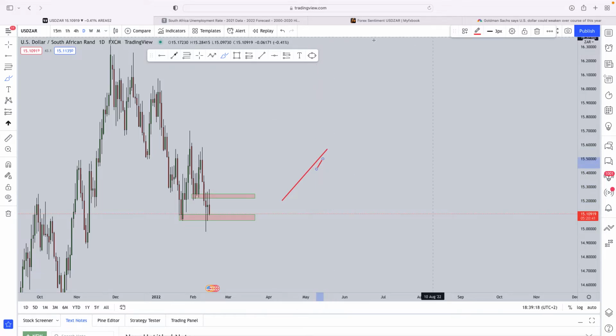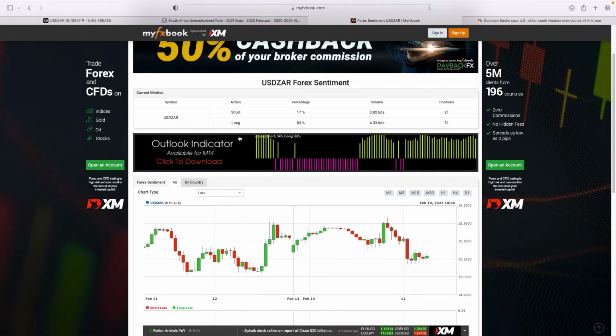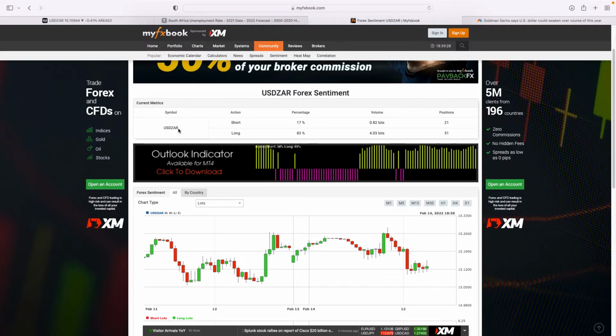Now, the way that we are going to approach the situation on the USDZAR, we have to be reactive and not predictive. But before we get there, let's look at the sentiment data, ladies and gentlemen. You can see here, based off the last data that we've gathered from my FX book, it says we've got 17% of retail traders selling the USDZAR, and we've got 83% of retail traders buying the ZAR. Now, I always say that you want to be on the opposite side of what's going on over here.